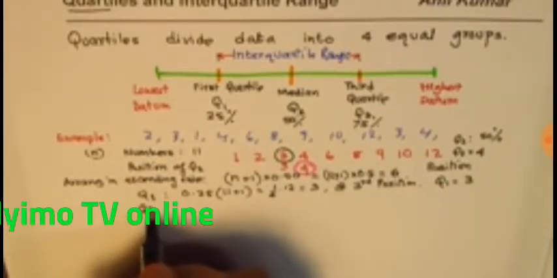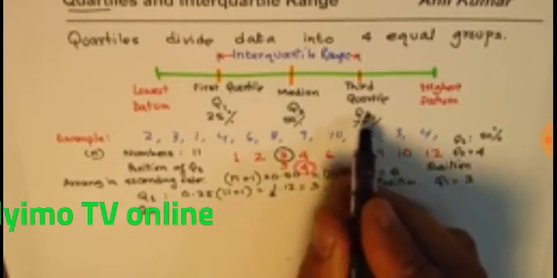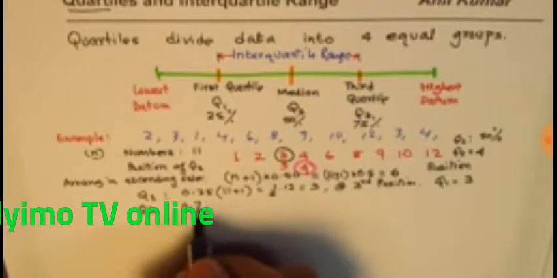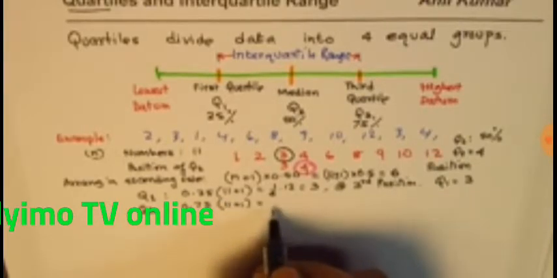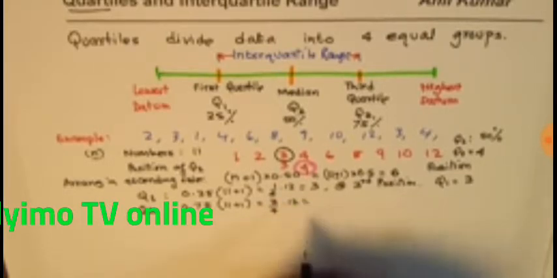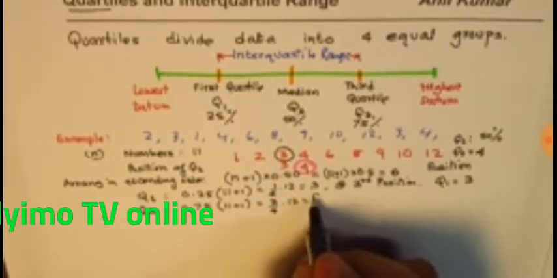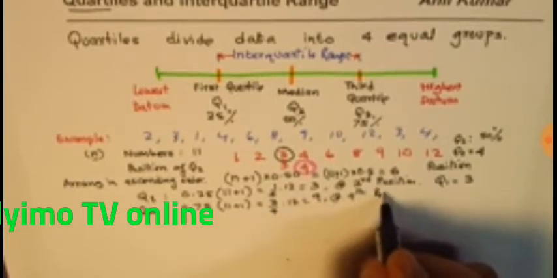How about Q3? Q3 will be at the 75% mark, right? So 0.75 times 11 plus 1, which is 3/4 times 12, right? So 3 times 3, 9. So this is at the 9th position. Do you understand?